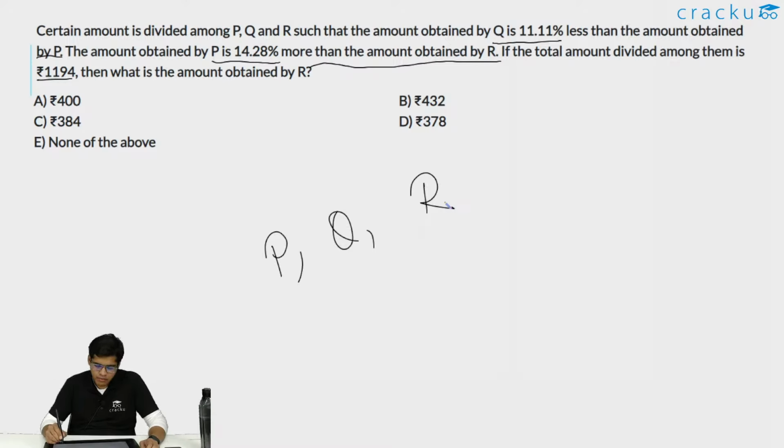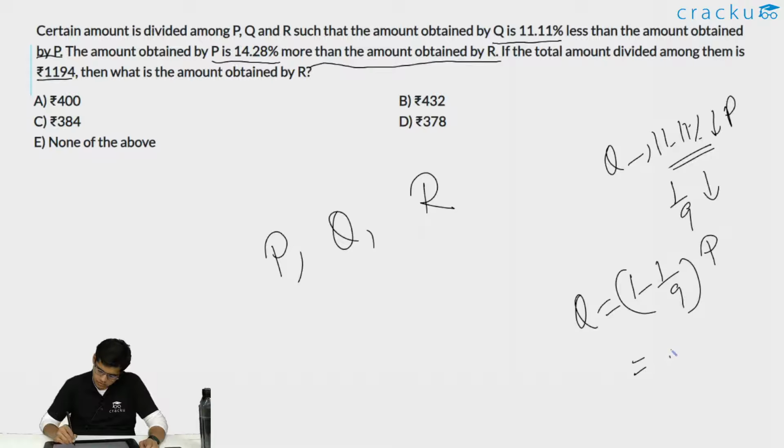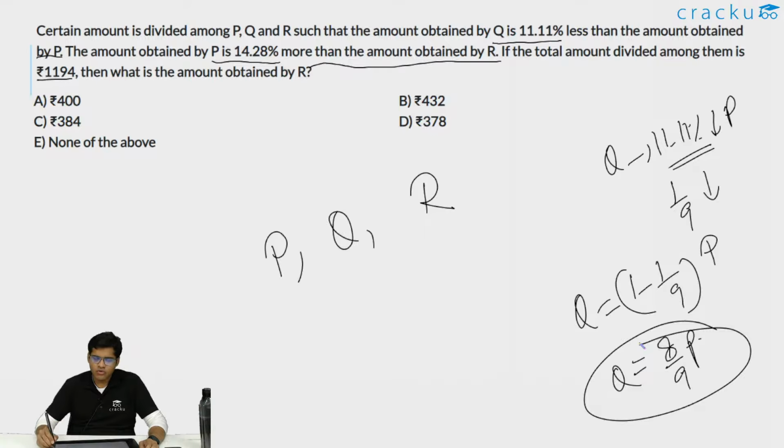So the amount obtained by Q is 11.11% less than the amount obtained by P, right? Now what is 11.11%? It is 1 by 9, I mean a decrease. So the amount obtained by Q will be 1 minus 1 by 9 into P. So Q is 8 by 9 times P, right?